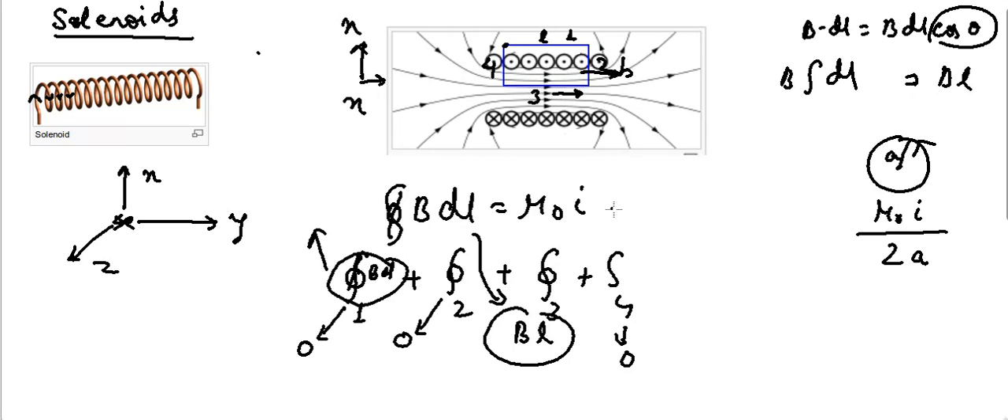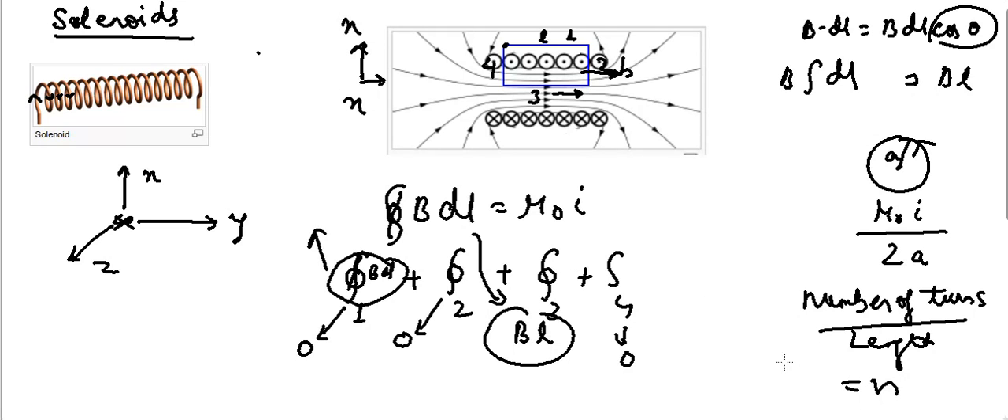Let us see what is happening to the right hand side. Let me say that the solenoid has a lot of turns. Let me define small n as the number of turns per unit length.